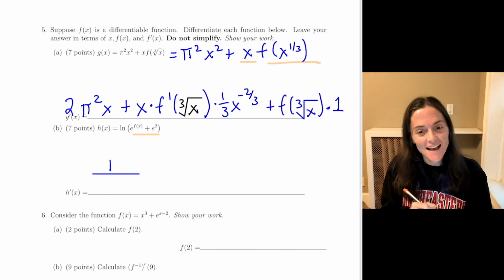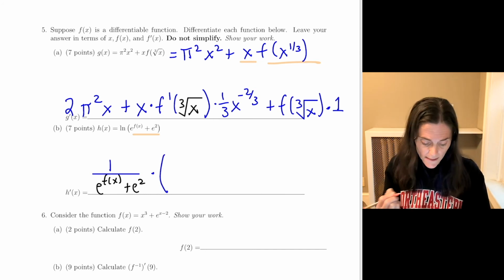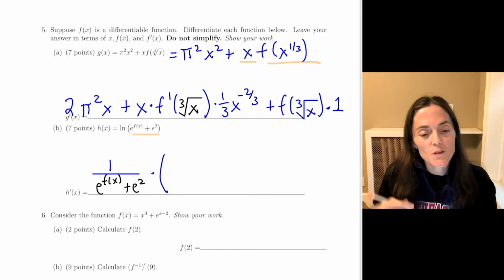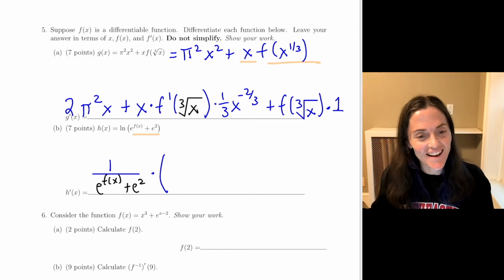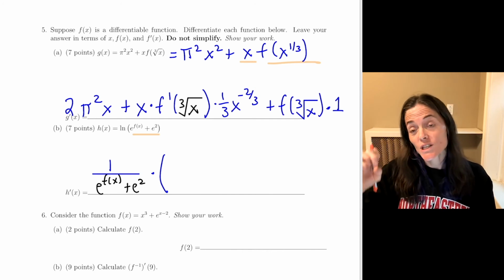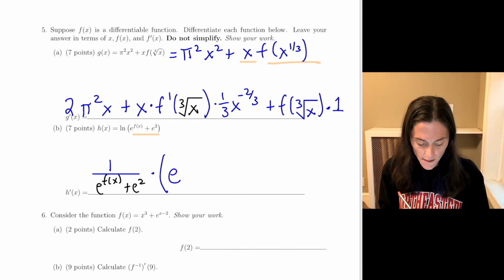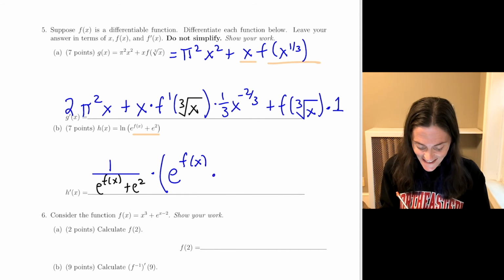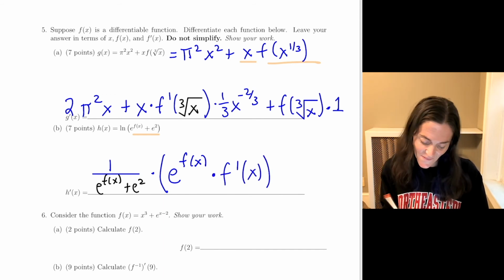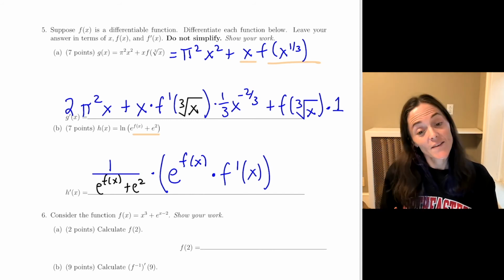That's the derivative of the outside. Maybe I'll do this in black also. Evaluated at the inside. And then I multiply by the derivative of the inside function. Well, the derivative of e squared is 0. That's also a constant. Just like pi squared is a constant, e squared is a constant. But when we go to differentiate e to the f of x, this is also chain rule. So it's derivative of the outside, evaluated at the inside, times derivative of the inside function. Just like this. This is our answer in 5b.